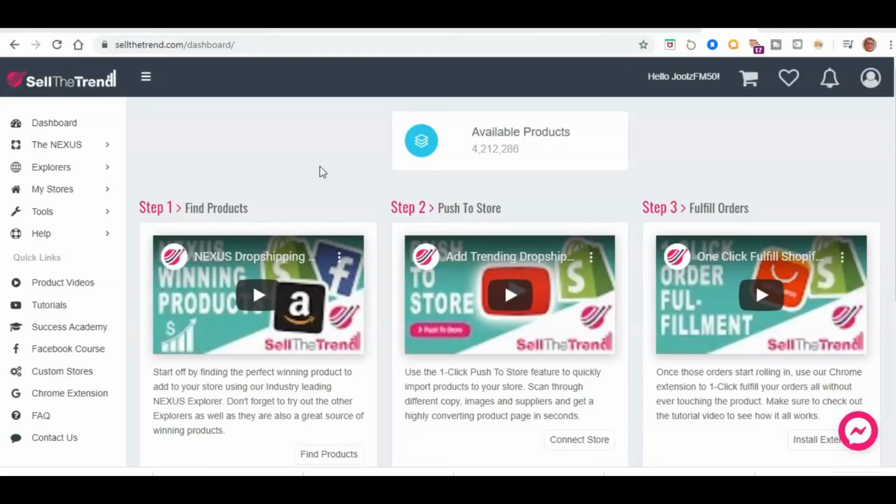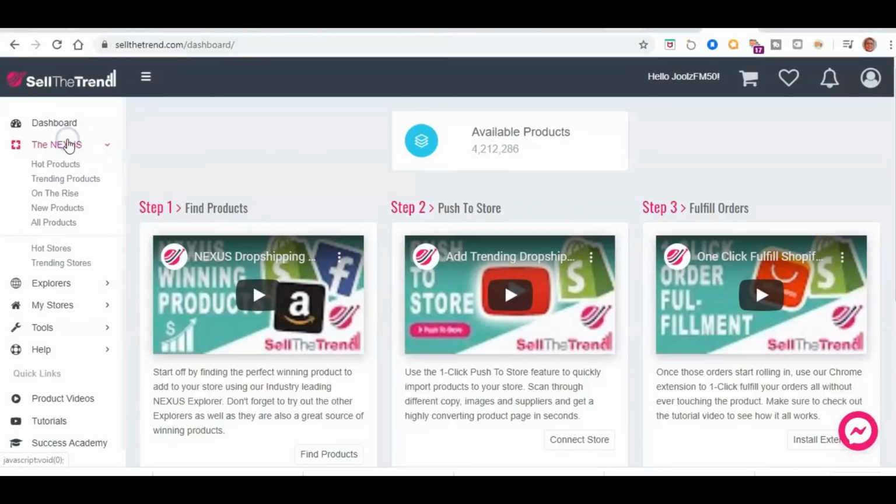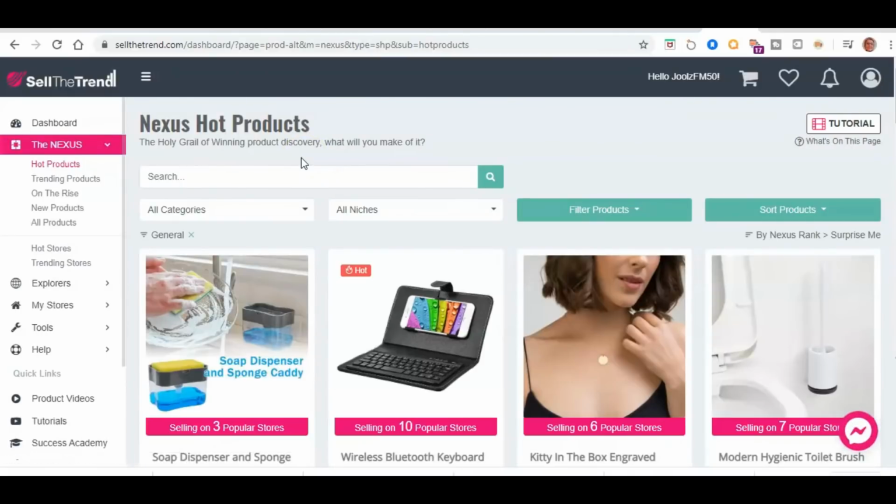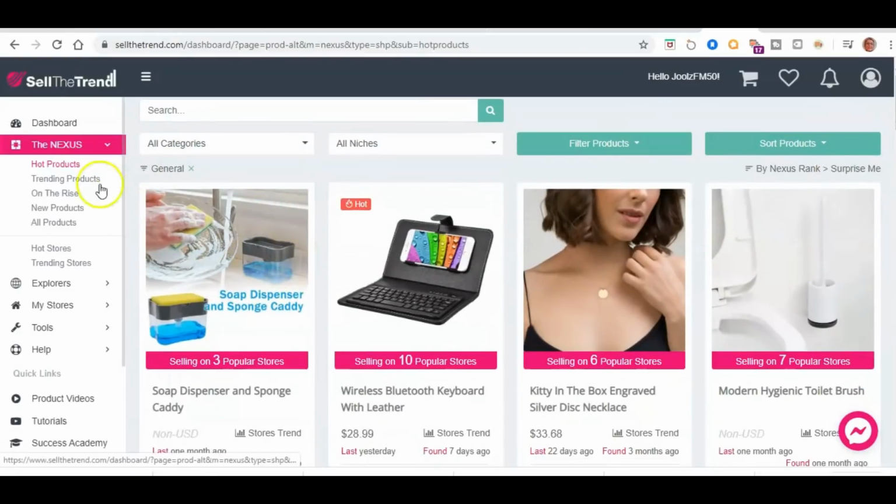Sell the Trend is less well known, but if you look here at Nexus, it will give you hot and trending products, and I do find this quite useful because it is interesting just to see what other trending products are on other websites. So let's have a look. If we go to hot products, you'll be able to see if you do take a trial, and like I said, I wouldn't recommend keeping that trial on for longer.